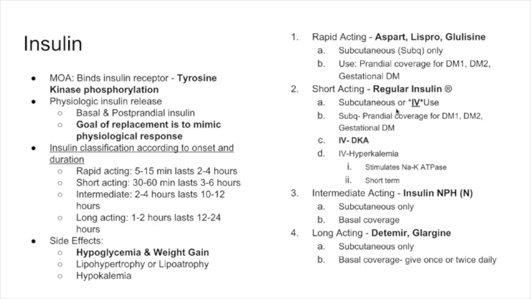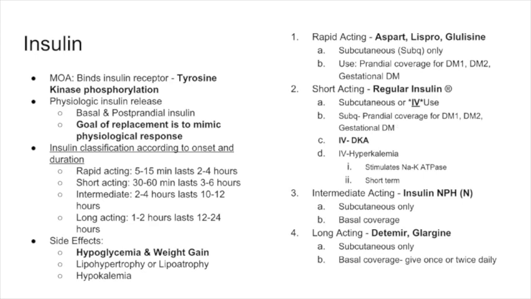This regular insulin can be used subcutaneously or through the IV. This is a very, very, very important point to understand. This is the only insulin that comes in IV form, and that will become important in a second. It's used in the subcutaneous form for prandial coverage for diabetes, type 1, type 2, or gestational.